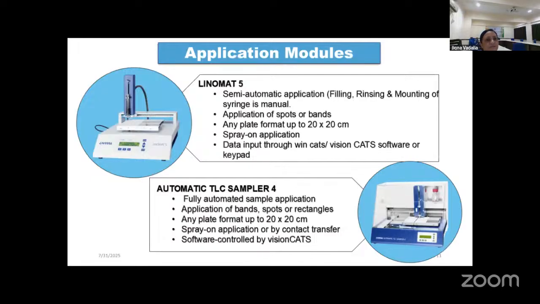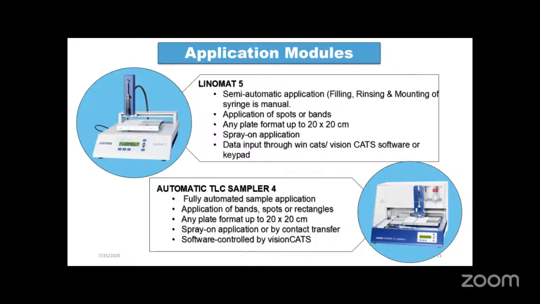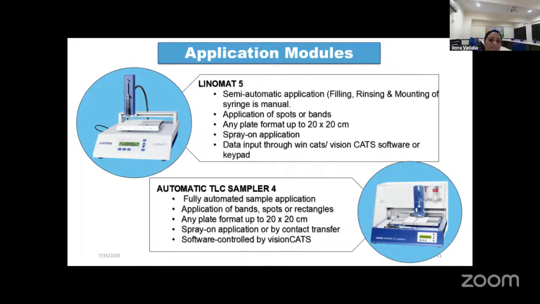And after the selection of mobile phase and stationary phase, the next step is the application of the sample. For the application of sample, there is semi-automatic application as well as automatic application. Both are available in the market. If you have a semi-automatic application, then you have to fill the syringe. And if there is an automatic application, then you have to fill the sample in the vials and just give the command. So it will take the sample on its own.